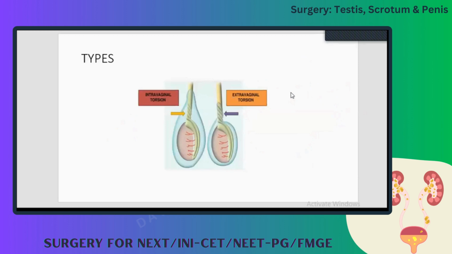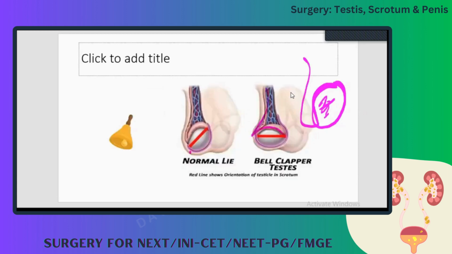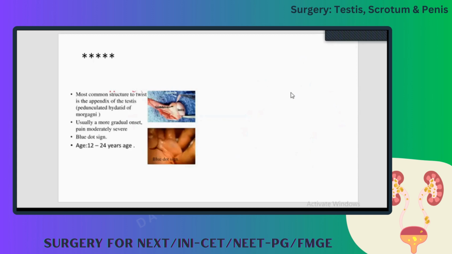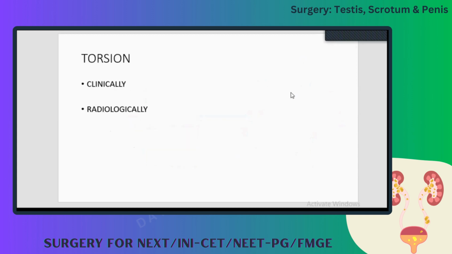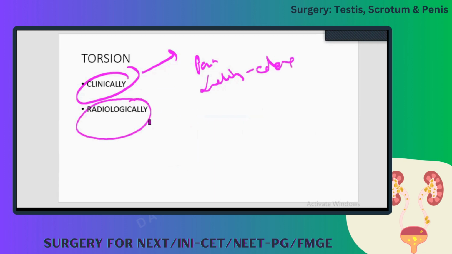There are two types of torsion: intravaginal and extravaginal. Intravaginal is within the tunica vaginalis. Extravaginal is above the tunica vaginalis. Clinically, how to diagnose torsion? The patient will have severe pain and swelling. Swelling is due to edema.